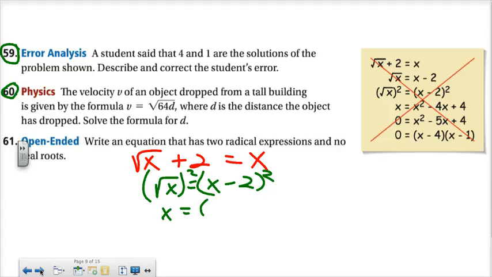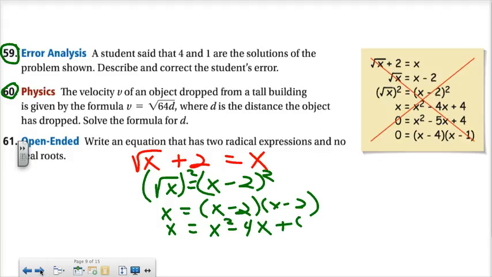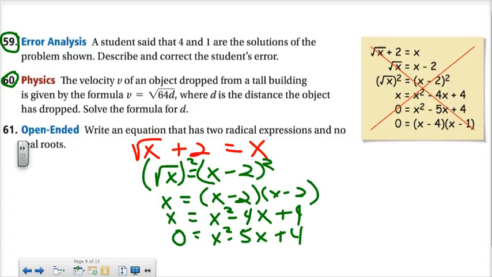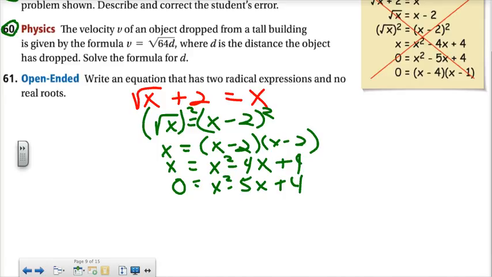So that will give me x, and then x minus 2 times x minus 2, which is going to be x squared minus 4x plus 4. And then I'd have to move that x over by subtracting. And this looks a lot like a factoring problem we just did in this assignment.